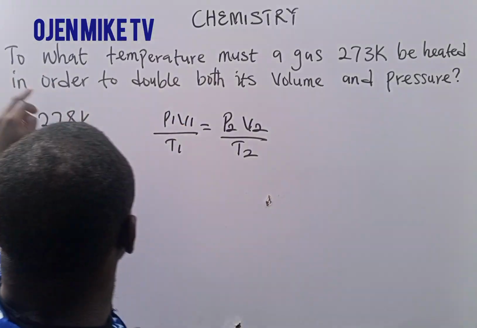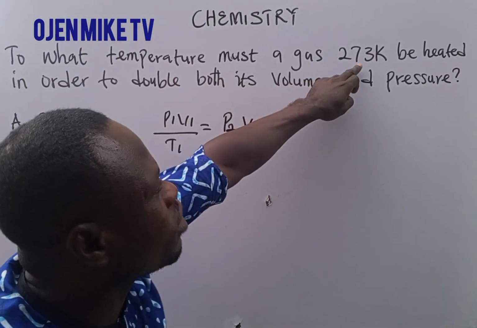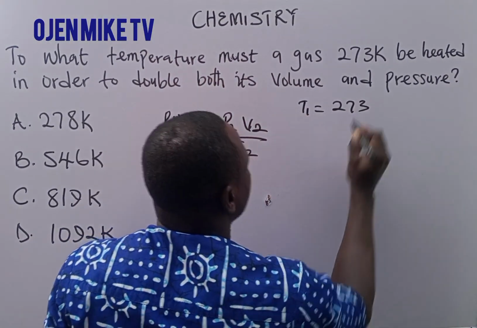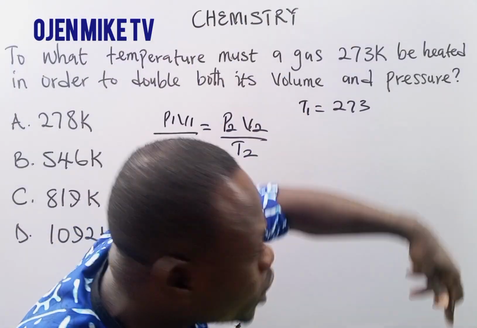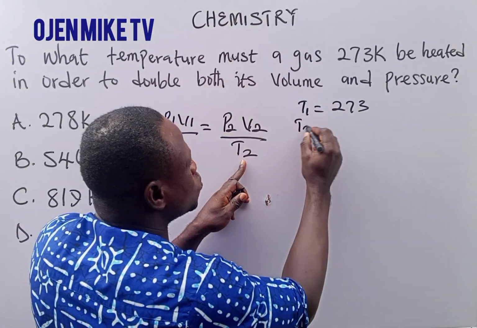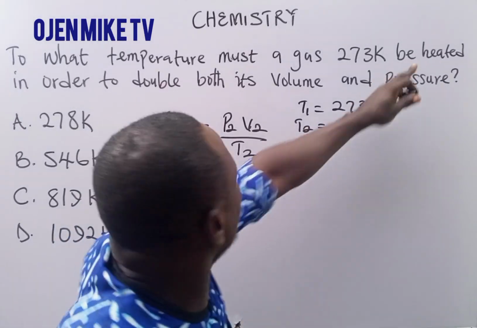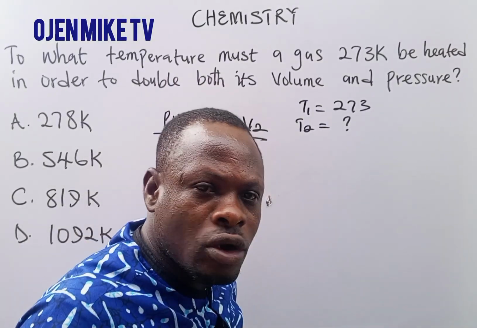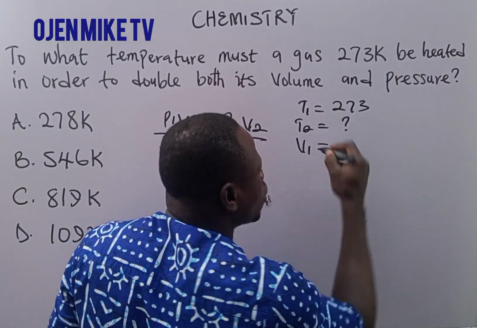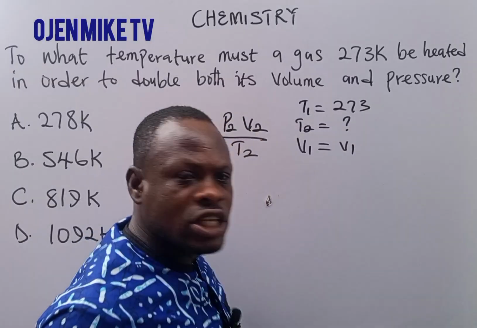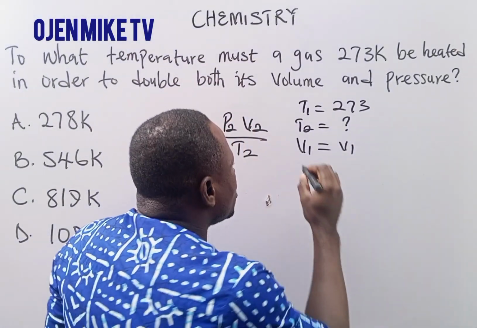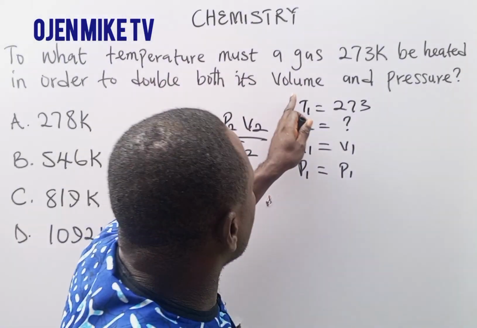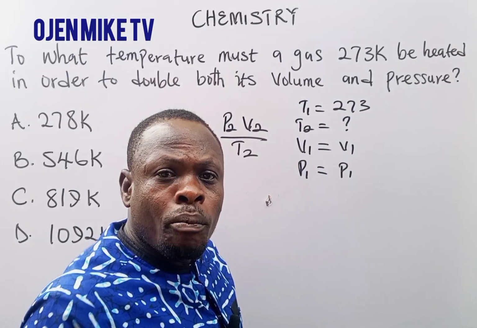Now, the question asks to what temperature. The first temperature has been given: T1 is equal to 273 K. They are asking for T2. The gas must be heated in order to double both the volume and pressure. What was the initial volume? The initial volume V1, you don't know, so it is V1. The initial pressure P1, you don't know either, so it is P1.